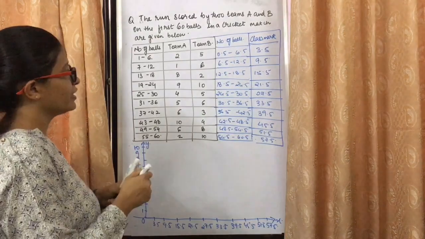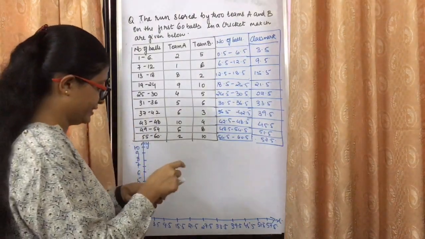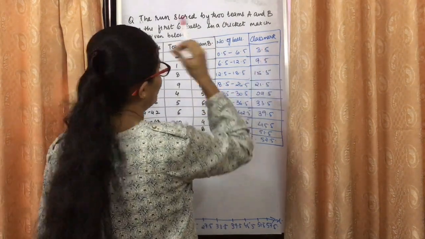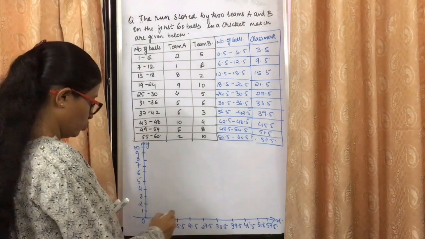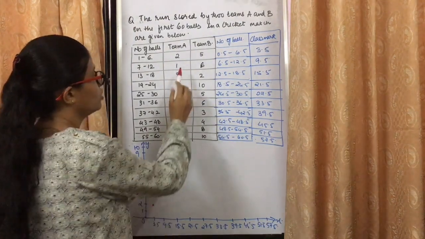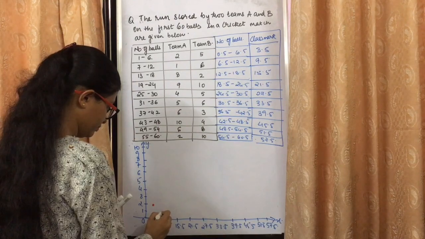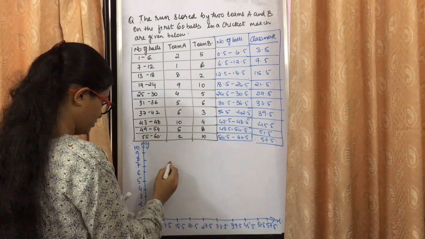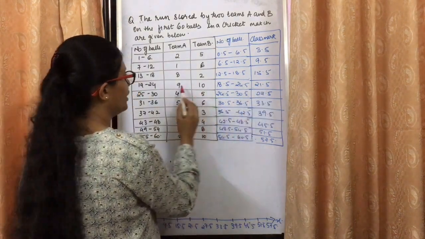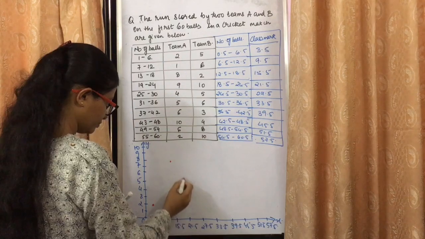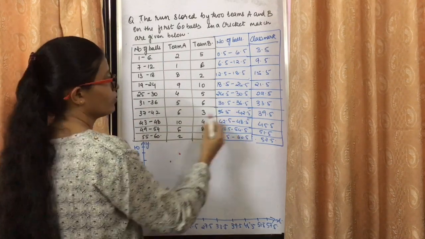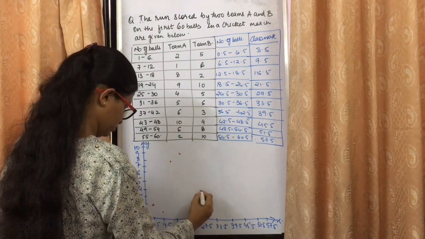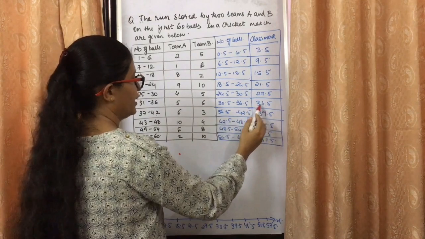Fine. Now I just need to mark the points. Let's see how we can mark the points here. I am making team A in red pen. How many points is 3.5 getting? 2. So 3.5, 2. Then 9.5, 8. 15.5, 8. Now 21.5 has 9 points. 27.5, 4. Then 33.5 has 5.